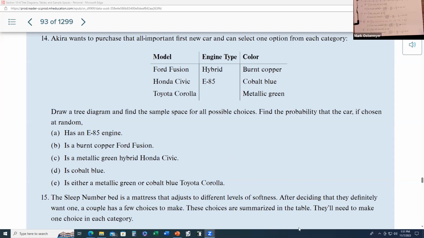How many outcomes are there going to be? You got 3 models times 2 different engine types times 3 different colors. 3 times 2 is 6, times 3. There's going to be 18 outcomes. Do you agree? 18 different outcomes. All right, go ahead and do that and see if you can answer these probability questions, A through E.